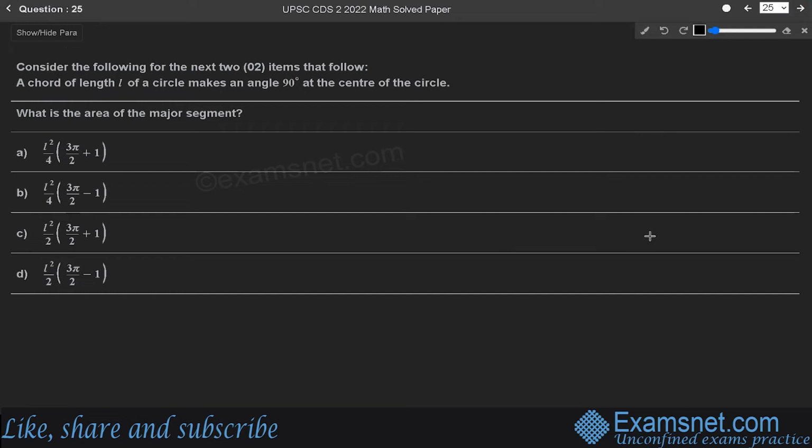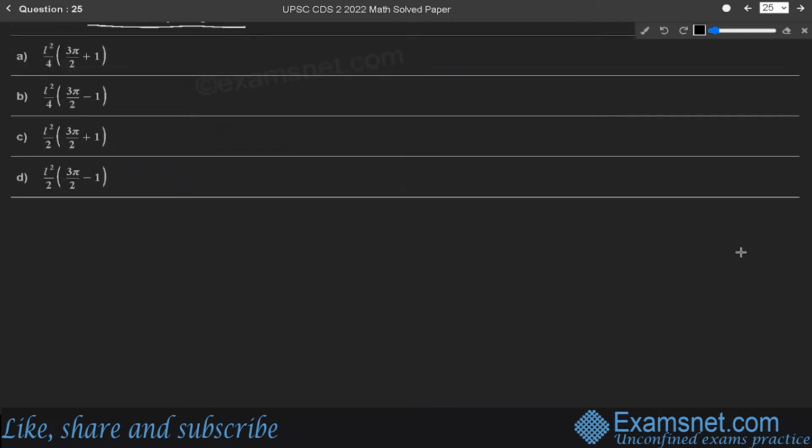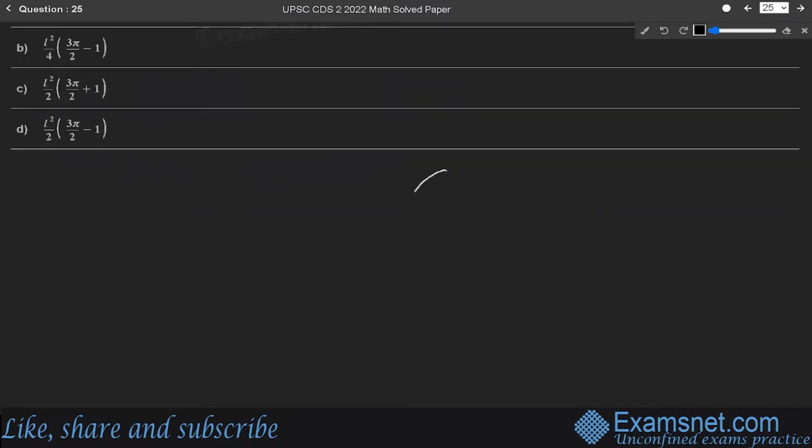Next question also has the same directions, but here the main part is we have to find the area for the major segment. See, in the previous question, we have found the area for the minor segment. I hope now you are aware about the major segment. Major segment means this particular part. So firstly, we have to find the area for the circle. You know that area for circle is pi r square.